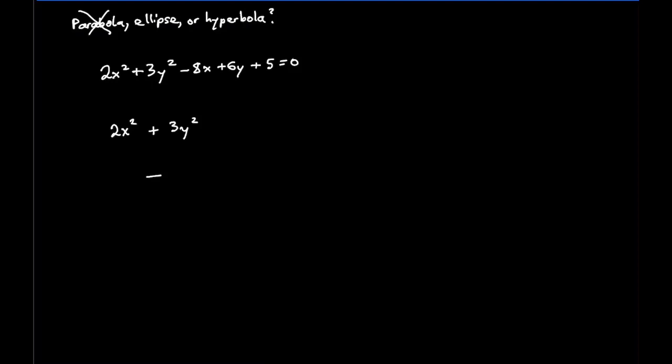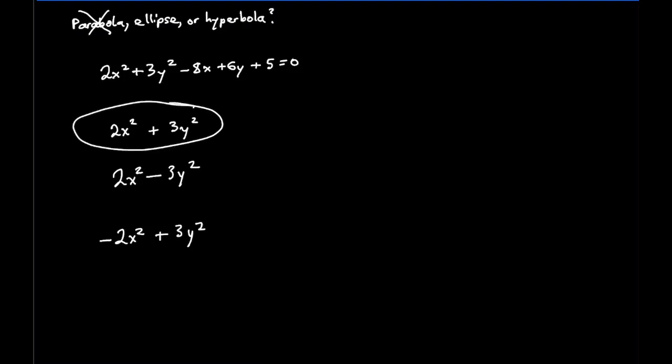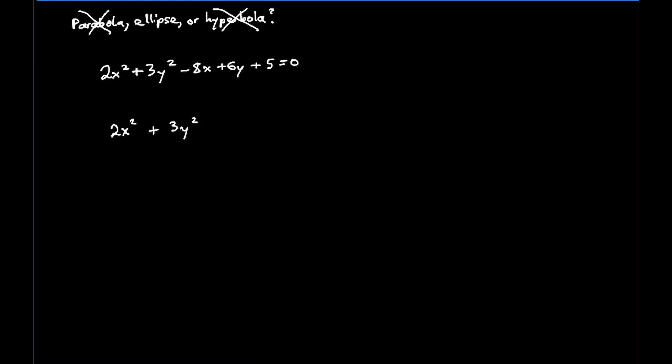And for the hyperbola, you'd need both of them to be squared, but you'd have to have a subtraction sign between them. One of them has to be negative. Even if they're not in order, as long as one of them is negative, then you know that it's a hyperbola. But here, neither of these is negative, so that leaves the ellipse just by the process of elimination.